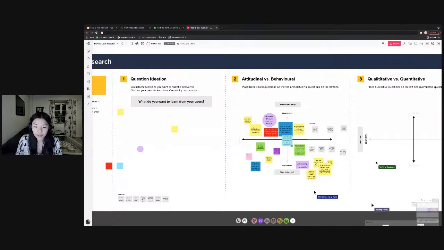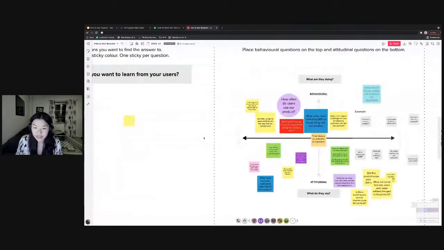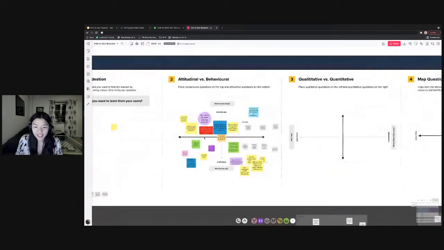Okay, I think we are finishing up on this side, which is great. We're going to see if we can manage here as well.